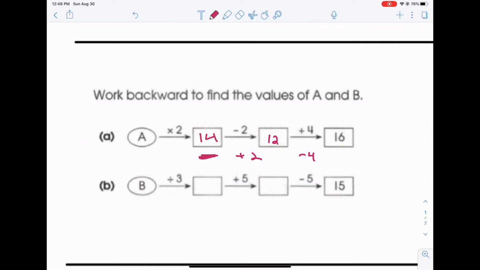So we're gonna check what we have so far. We have 14, we subtract 2, we get 12, okay, that fits. And then we add 4 to 12 and we get 16. So far everything makes sense.